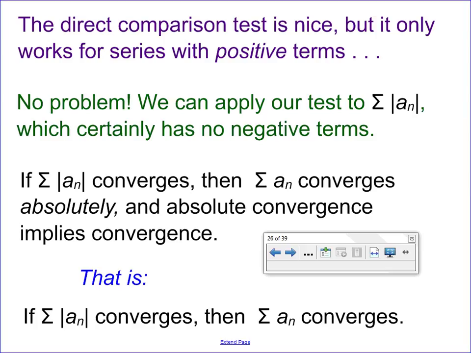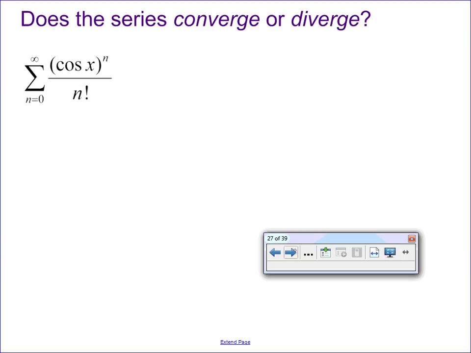No problem. We can apply our test to the sum of the absolute value of a sub n, which certainly has no negative terms. And this ends up being more powerful: if the absolute value of the series converges, then the regular series converges, and we say that it converges absolutely. If a series converges absolutely, then that automatically converges. That is, if the series of the absolute value of the terms converges, then the original series also converges. Okay, so does the series converge or diverge?